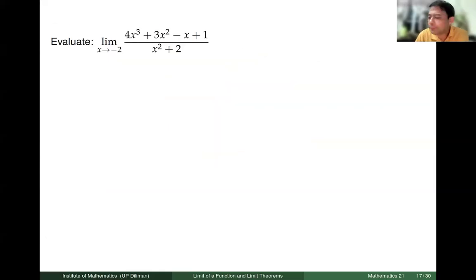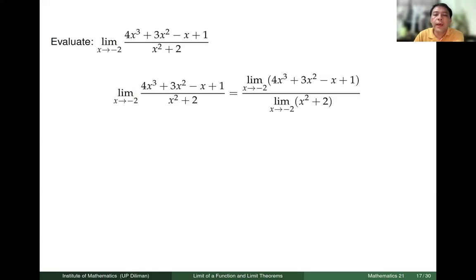Another example. What is the limit as x approaches negative 2? Okay, so here we have a quotient. So the limit of a quotient is the quotient of limits. So this is what we first have. Okay, the limit of a quotient is the quotient of limits. And then sa numerator, you just have a polynomial. I hope you're familiar with what a polynomial is. No? So ano nga yung mga polynomials natin?